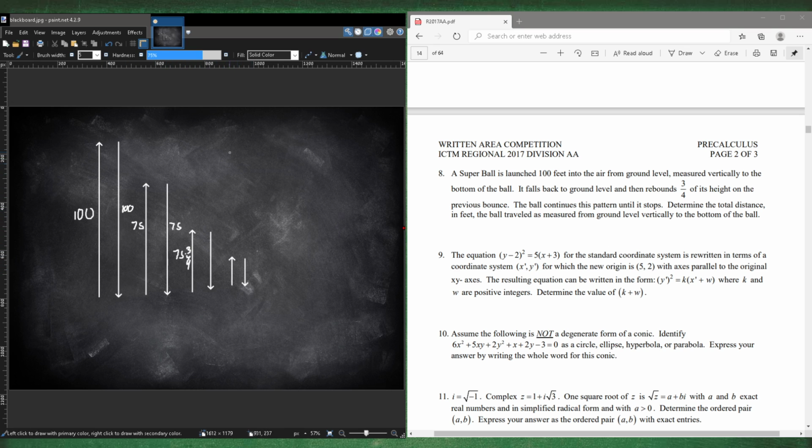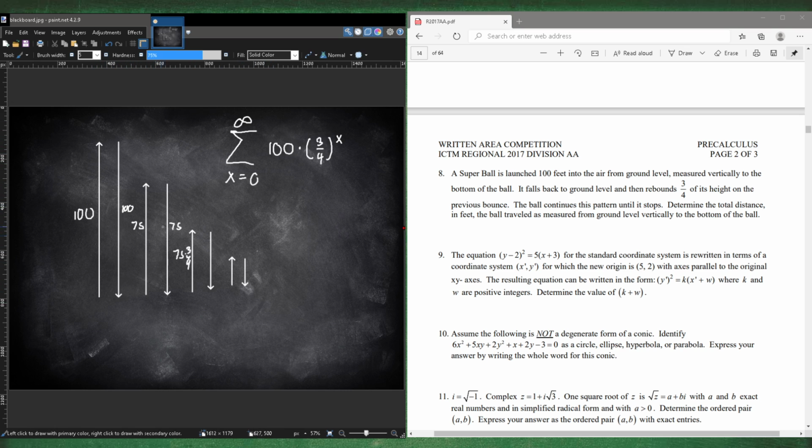So then this pattern you could rewrite as 100 times 3/4 to the power of x. And you could say that we need to find the total distance, right? So it will be the sum of when x is equal to 0 to infinity. Because it starts at 100 and it starts going down. And this is the sum when it goes up.